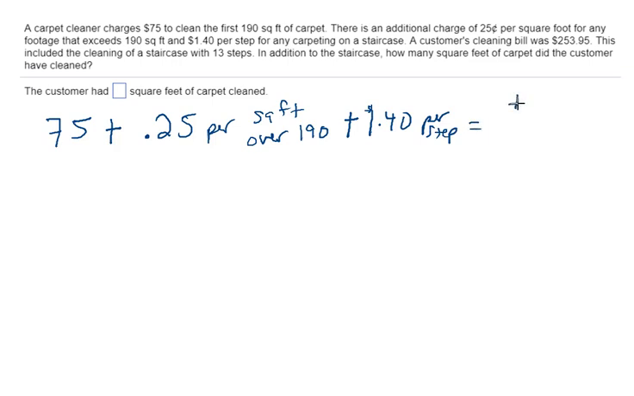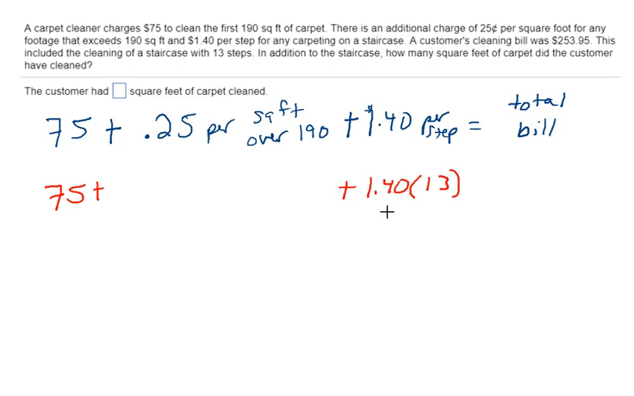And that's going to equal the total bill, right? So that's how this company decides how much to charge somebody. This is the formula that they use. So again, we don't need a variable for the $75 because we know that it's $75. We don't need a variable for the steps because we're told how many steps there are. It's $1.40 per step, and there will be 13 steps altogether, right? So they'll pay $1.40 for each of those steps.